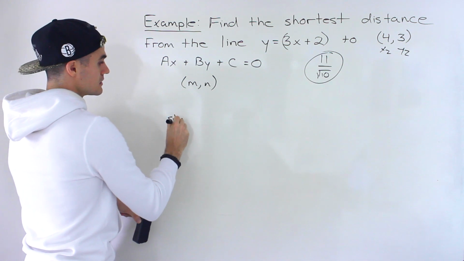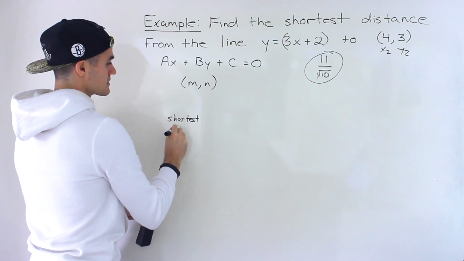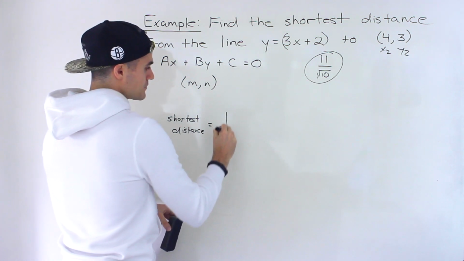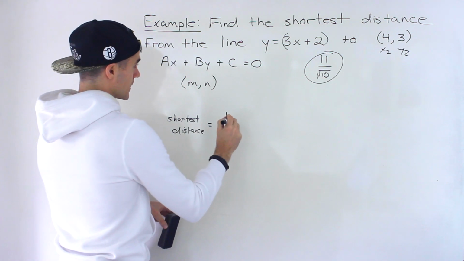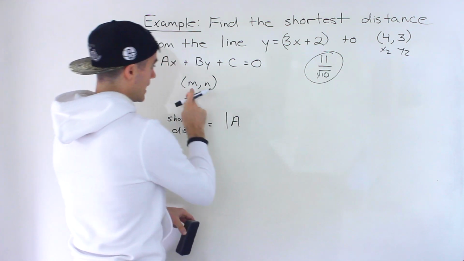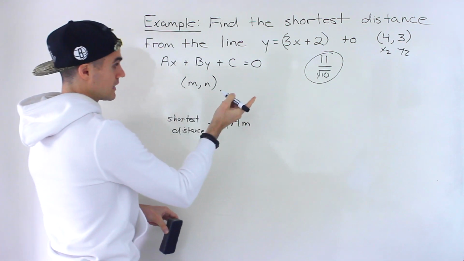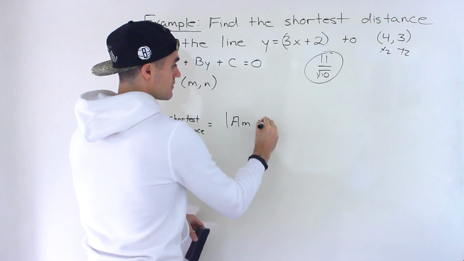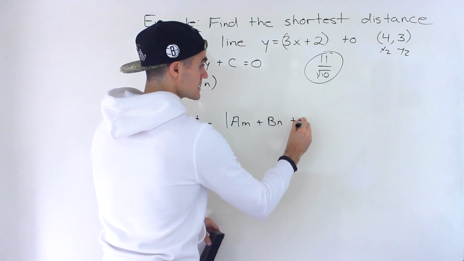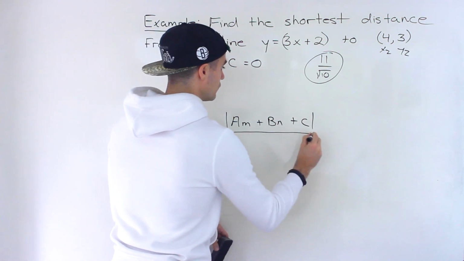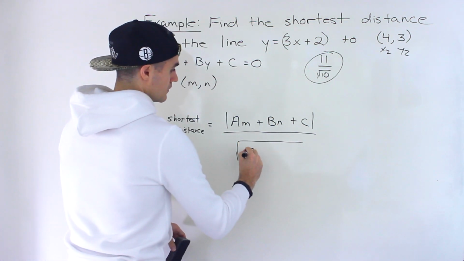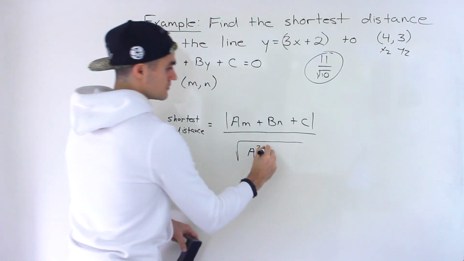Well, the shortest distance is going to equal the absolute value, I'm going to explain what that means in a sec, of this a value times this m value, the x value of the point that you're working with, plus the b value times the y value of the point that you're working with, plus c, all over the square root of a squared plus b squared.